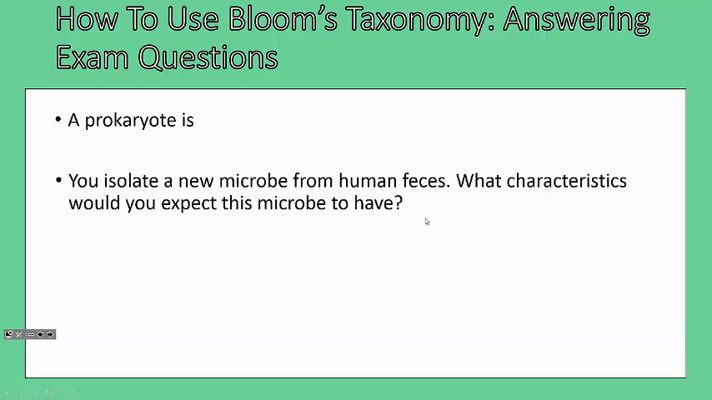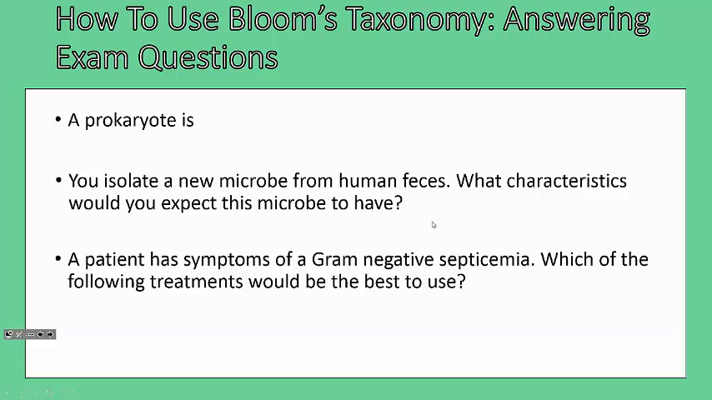It's a new situation. This one, a patient has symptoms of a gram-negative septicemia. Which of the following treatments would be best to use? And we'll say that I list 2 or 3. This one is an analysis question because I'm asking you to analyze treatments for this particular situation and determine which one would be best. And I probably will give you treatments that may have been in the textbook, maybe they're not. Once again, because this is higher on Bloom's level of taxonomy, it's not going to be a situation that you've experienced before. In other words, it's probably not going to be in the textbook.